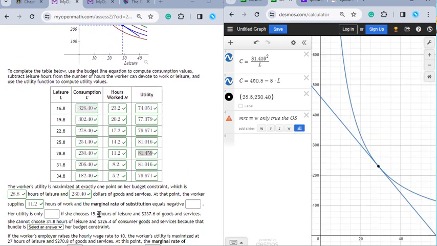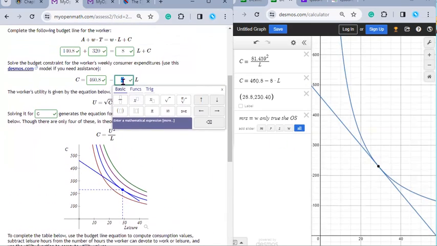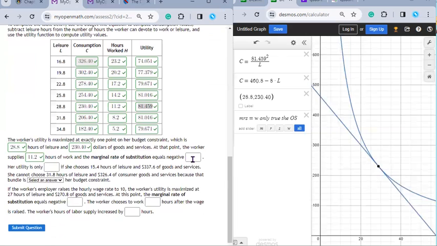Okay, so down here, the marginal rate of substitution is equal to negative 8, the slope of the budget line.